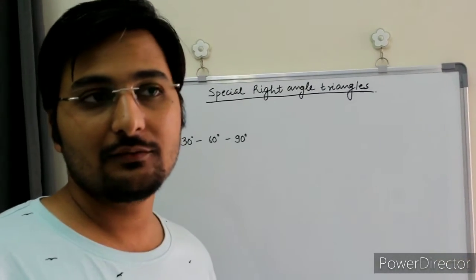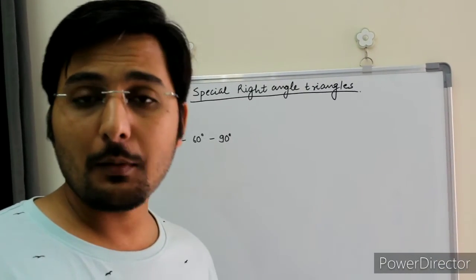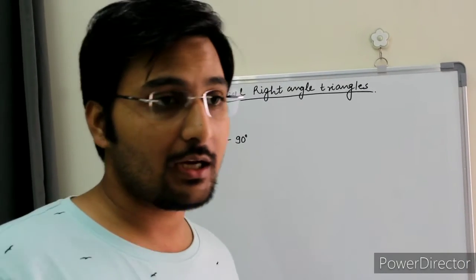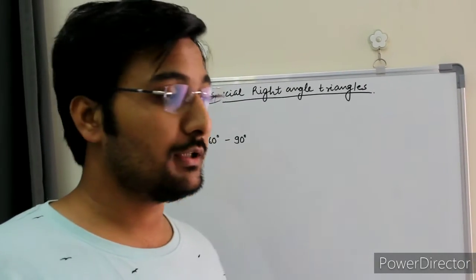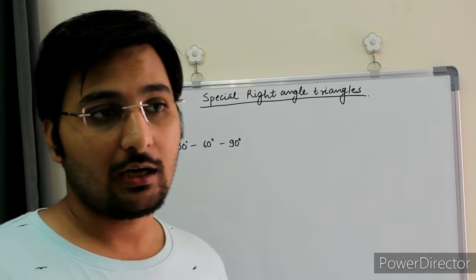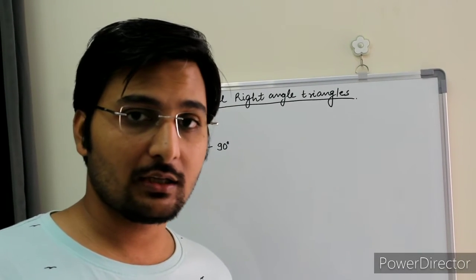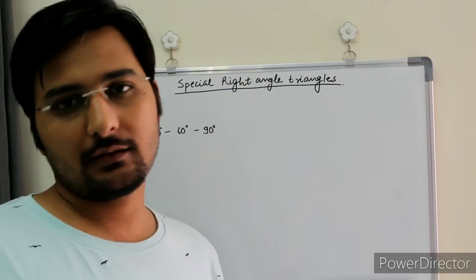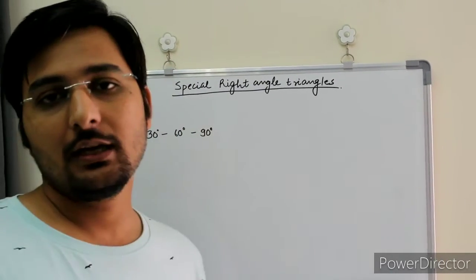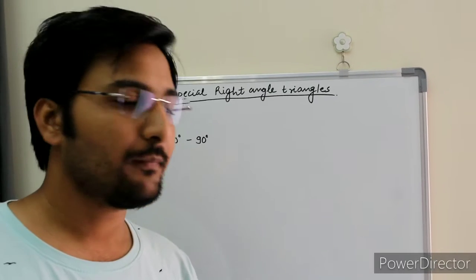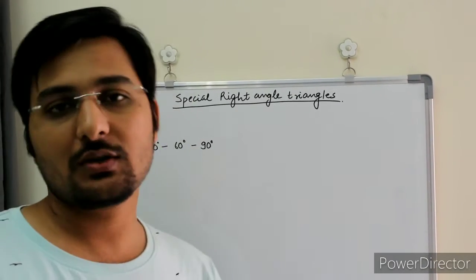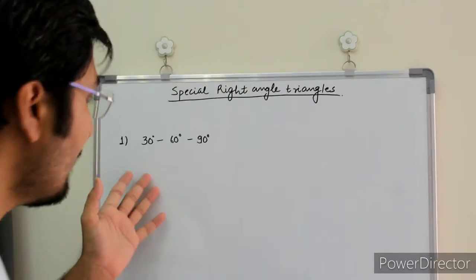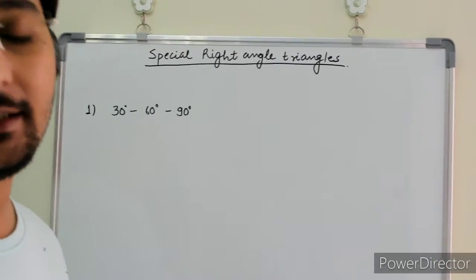So in the last class we have studied the types of triangle. There are 4 types of triangle which we basically need to focus on in our SAT: equilateral triangle, isosceles triangle, right angle triangle, and there is what is called the special right angle triangle that we are going to discuss here today. There are 2 special right angle triangles that we have to discuss. First is when the angles are 30, 60 and 90.